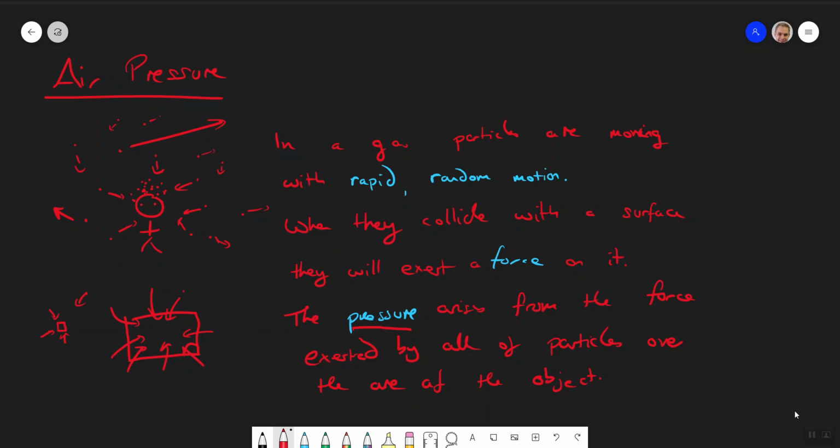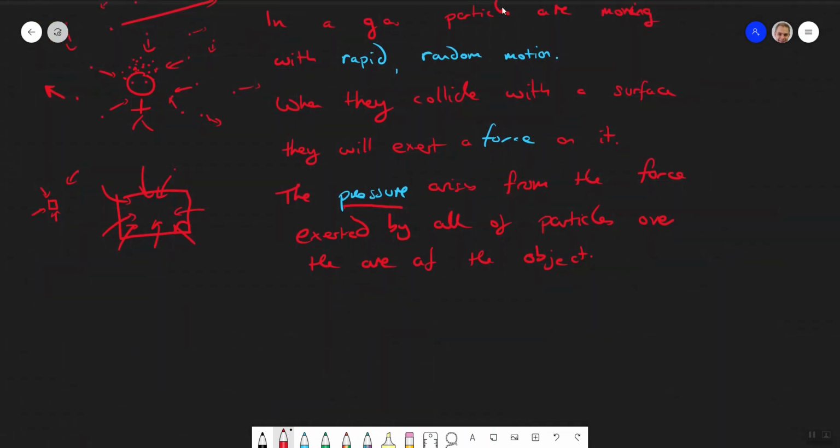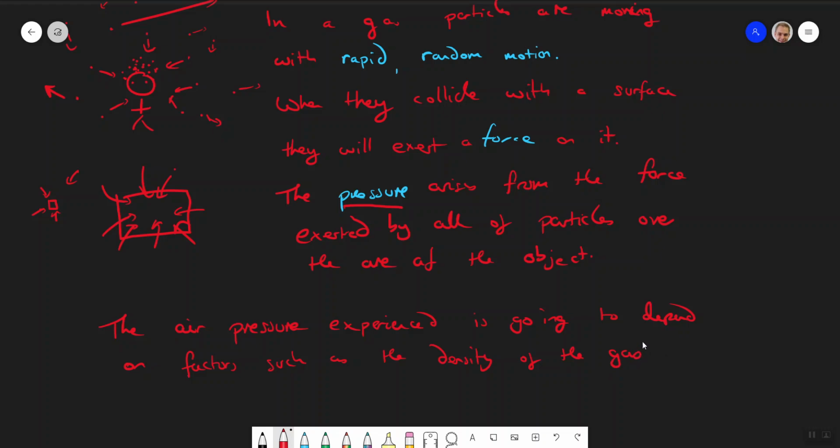So if we wanted to think about fundamentally what is going to affect the air pressure somewhere, the air pressure that is experienced is going to depend on factors such as, let's say, the density of the gas. That is a measurement of how much there is and what volume it is condensed within, and its temperature.